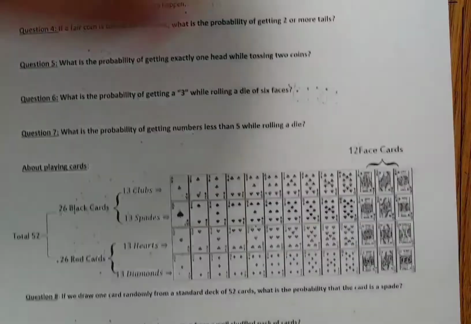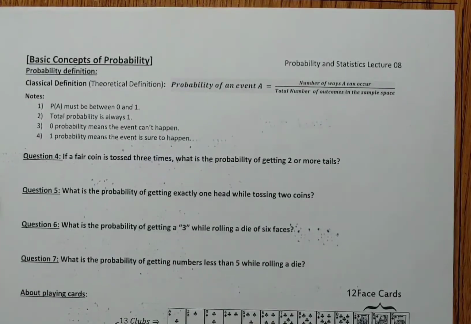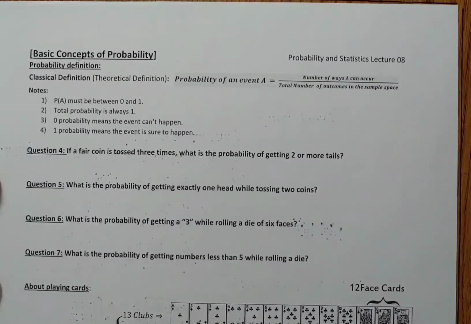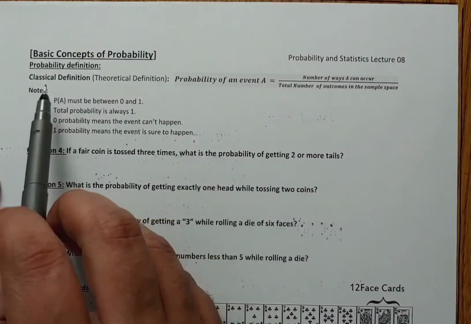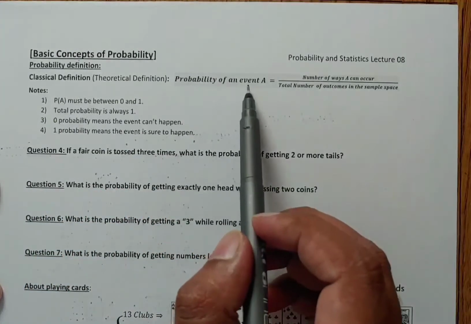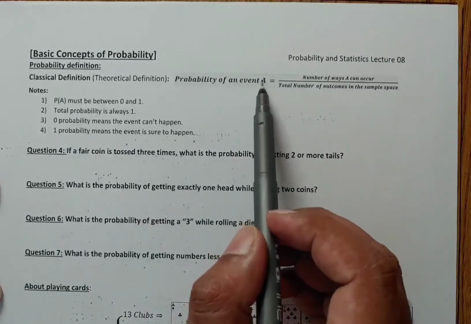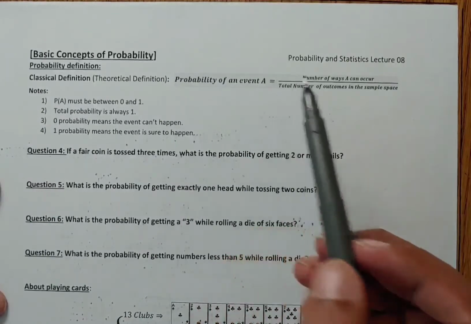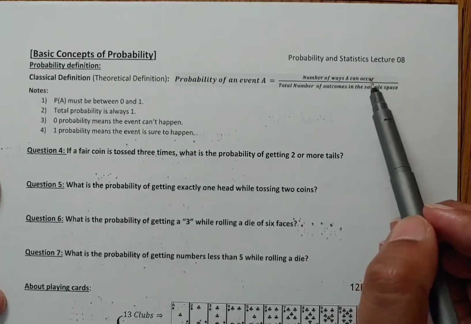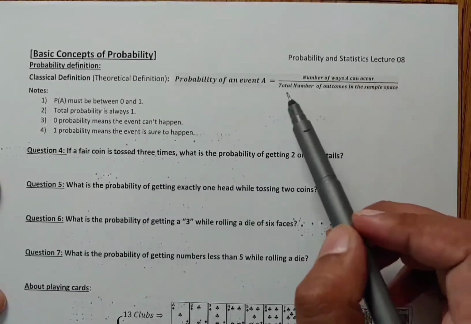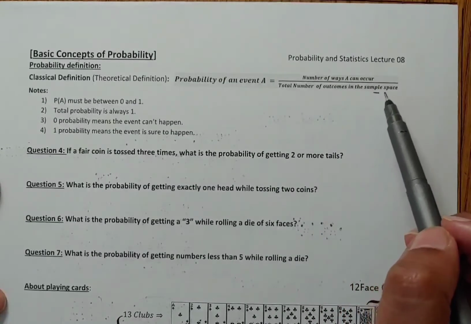Okay, so let's see, now in the next page we have the definition of probability, and this is the classical, theoretical definition. Probability of any event, let's call the event A. Probability of an event A equals the number of ways A can occur, so how many possible ways A can occur, divided by the total number of outcomes in the sample space.